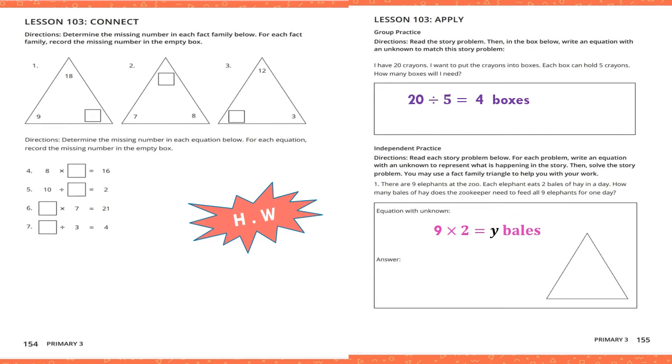So, to write them in the triangle of fact family, we write the two small numbers, the two factors, 9 and 2, in the below. And in the upper of the triangle, we write y, the unknown number. So, 9 times 2 equals 18 bales.